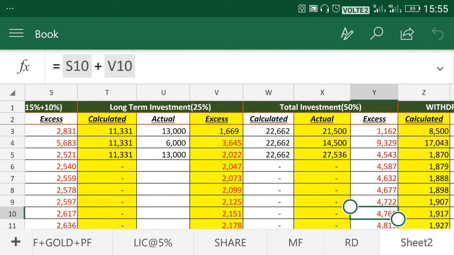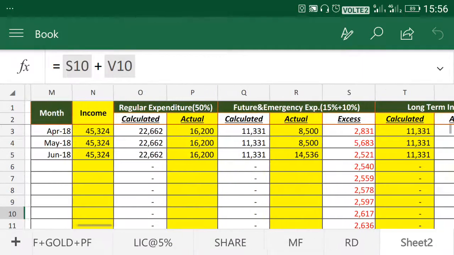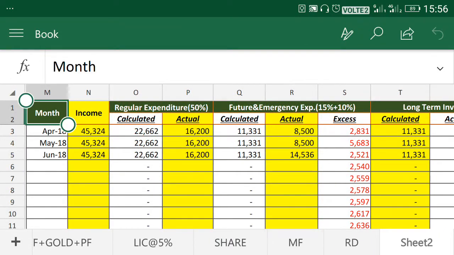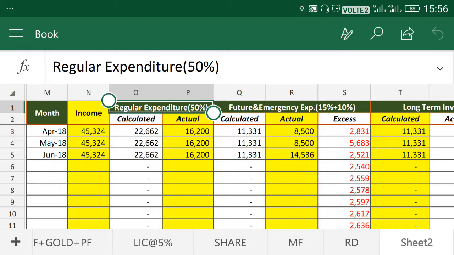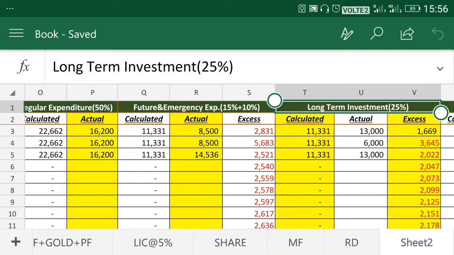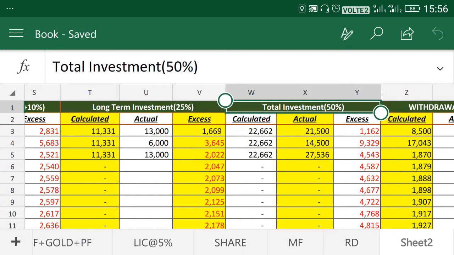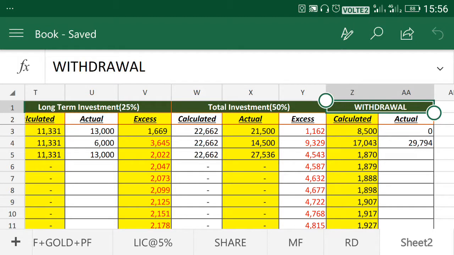So this is a spreadsheet used in a smartphone. Here you will have to make these tables. First, month, then your income, then your regular expenditure, which is 50%, then comes your future and emergency expenditure, which is 15% plus 10%, then comes your long-term investments, that is 25%, then comes your total investment, that is 15% plus 10% plus 25% equals 50%, and then comes withdrawal if you make any from your future expenditure or emergency expenditure funds.